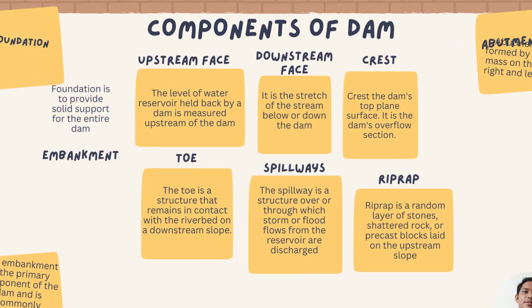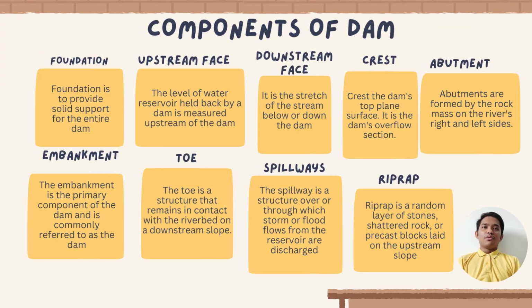For the next slide, the components of a dam. First is the foundation. The foundation provides solid support for the entire dam. Second, the upstream face. It is the level of the water reservoir held back by the dam, measured upstream of the dam. Third, the downstream face. It is a stretch of the stream below the dam. Next is the crest. The crest is the dam's top plane surface. It is the dam overflow section.